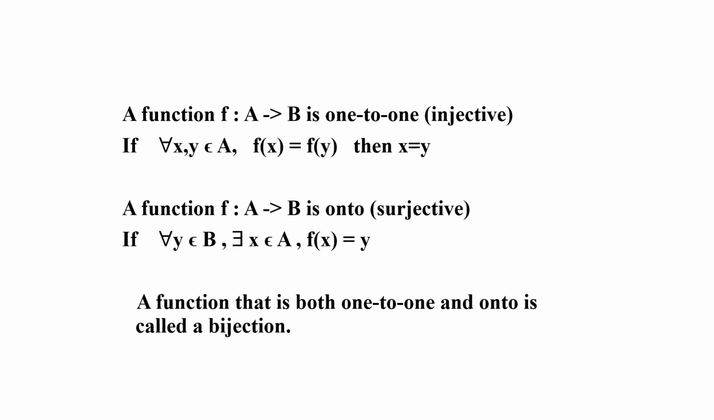Now we can see conditions for a function to be one-to-one and onto. A function f from a to b is one-to-one if for every x and y in a, if f of x equal to f of y, then x is equal to y. A function f from a to b is onto or surjective if for every y that is an element of b, there exists some x in a such that f of x is equal to y. If a function is both one-to-one and onto, then it is called bijective.